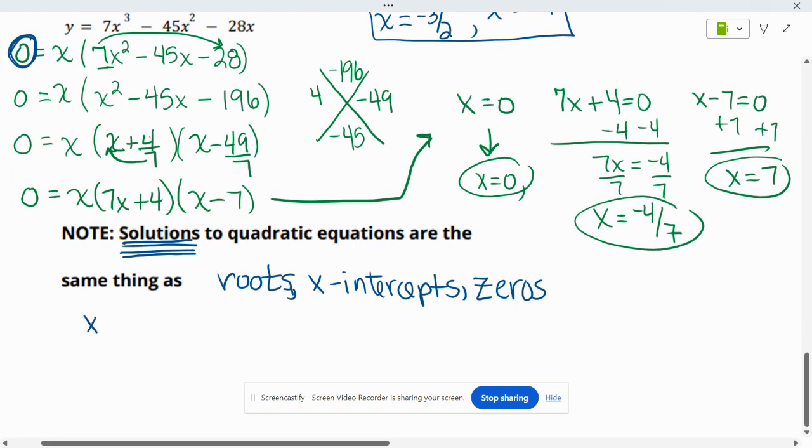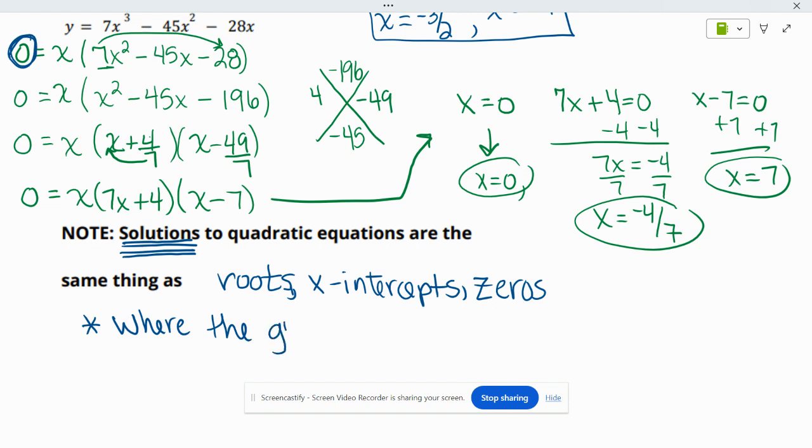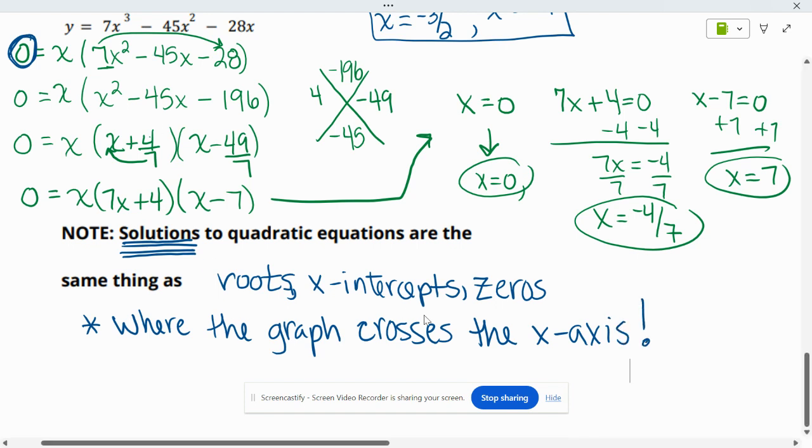And then I'm going to write a little, because you have 2 lines there. And I'm going to put it's where the graph does what? Yes, crosses the x-axis. That is so important.